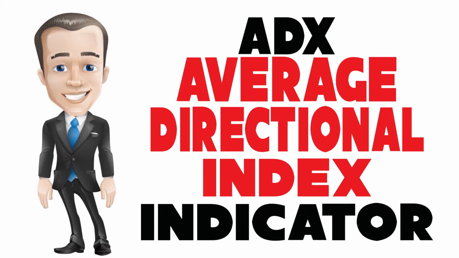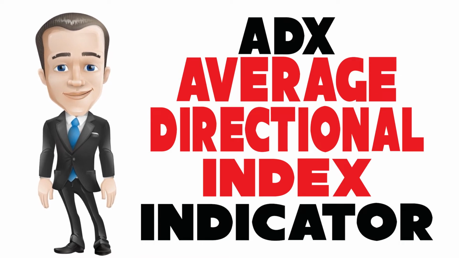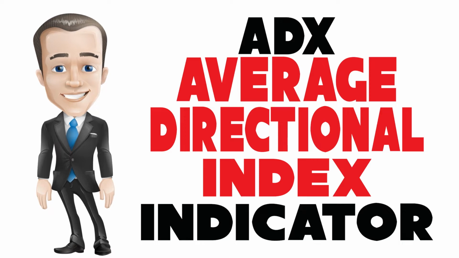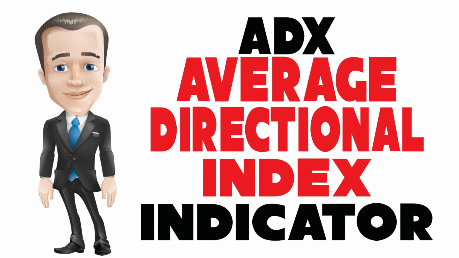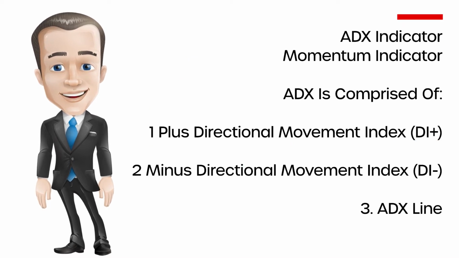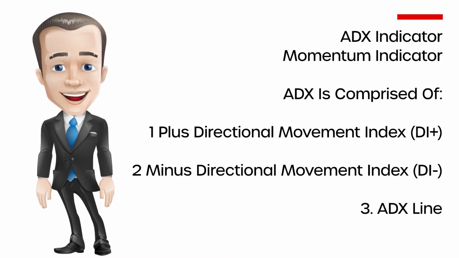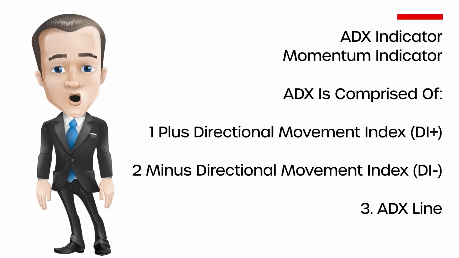In this video, we will briefly touch upon the background for the ADX indicator, but we will quickly shift our attention towards using the ADX with other indicators to assess whether we are able to define an edge. The momentum indicator, ADX, is comprised of the following components. Number one, plus directional movement index, DI plus. Number two, minus directional movement index, DI minus. Number three, ADX line.